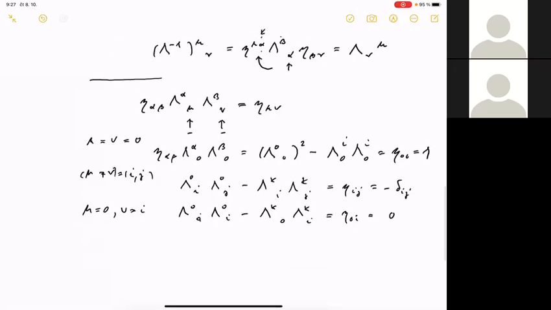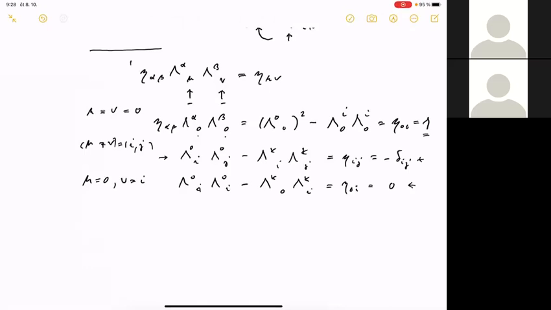So we can interpret this equation as the scalar product of the columns of the matrix Λ, and this means that these columns are orthogonal. You see this δ_ij and this 0, and normalized. That means the column with the 0 column index has positive norm, and the columns with space indices have negative norm.